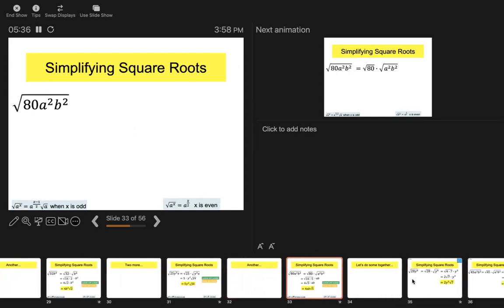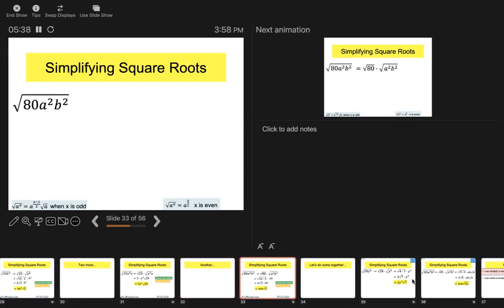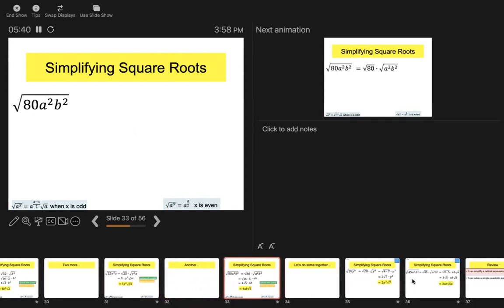One more. 80 is a hard one. Most people would say 4 times 20, and that's true, but the largest perfect square that goes into 80 is 16. So 80 could be written as 16 times 5.